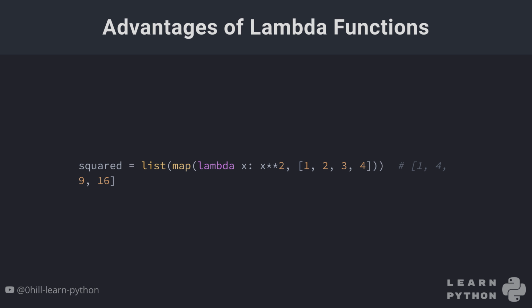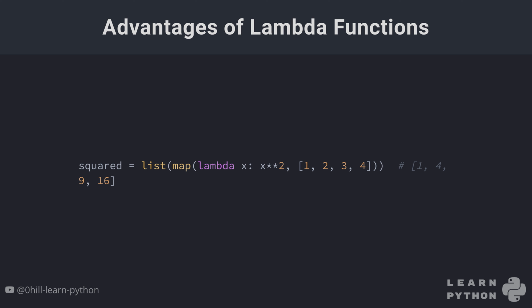The advantages of lambda functions include: 1. Conciseness. They allow for writing functions in a single line, making code cleaner and easier to read for simple tasks. 2. Anonymous functions. They eliminate the need to name functions, which is useful for short-lived functionality. 3. Functional programming. They support functional programming paradigms by being used as parameters to higher-order functions like map, filter, and reduce. 4. Less boilerplate. They reduce boilerplate code for simple operations, enabling faster and simpler coding.